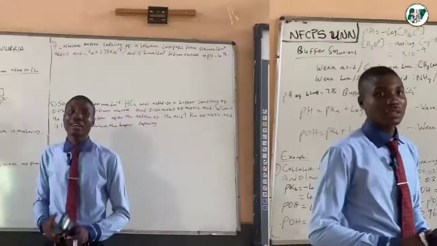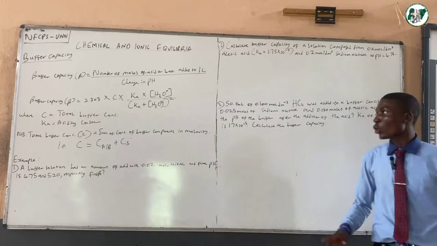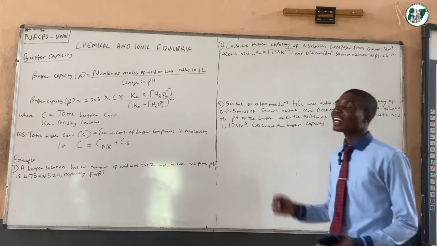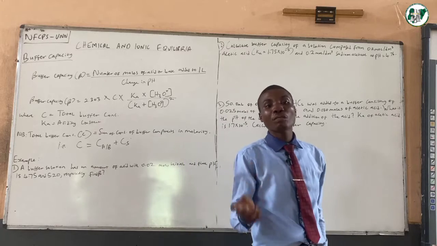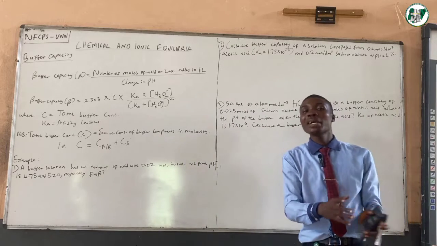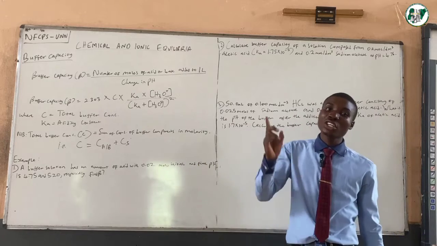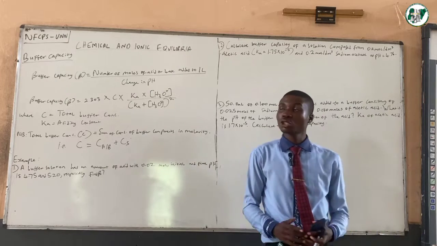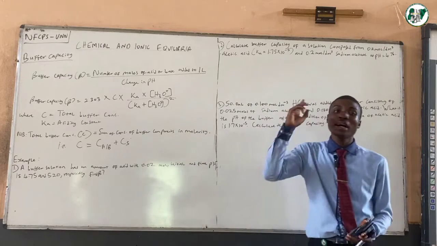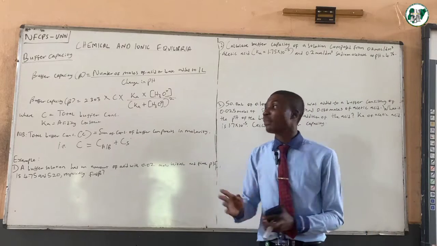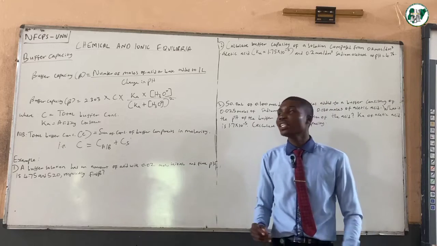So let's make progress. All right, so we are done with buffer solution and buffer action. What we're going to be talking about is buffer capacity. When we talk about buffer capacity, we are talking about the number of moles per liter of acid or base that you need to add to a particular solution to cause an increase or decrease of 1 pH unit in that solution. So buffer capacity simply refers to the number of moles of acid or base per liter that is necessary to be added to a particular solution to cause an increase or decrease of 1 pH unit in that particular solution.